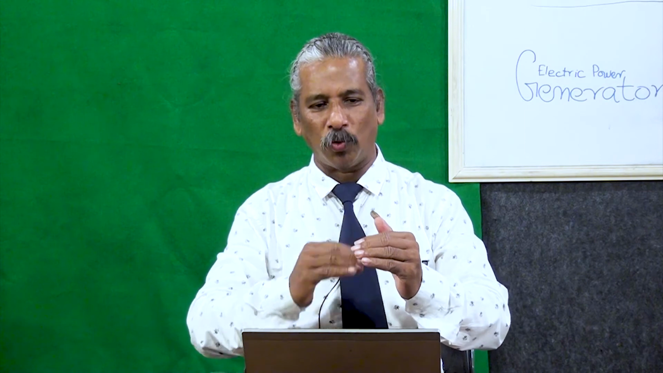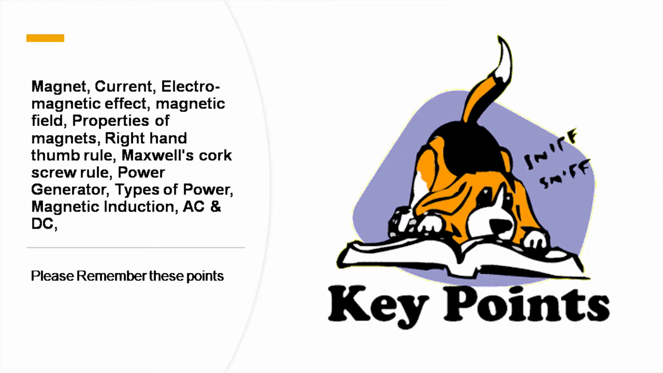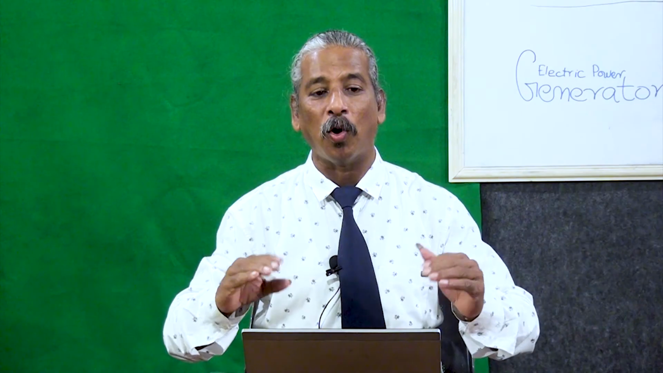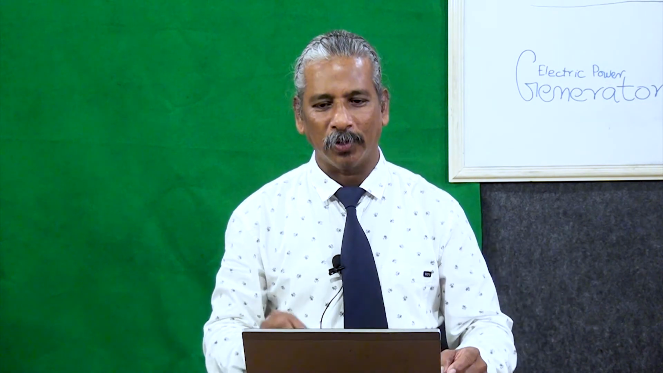So this is what we have learned so far. We can recapitulate the points we have learned so far. One, we have defined magnet, then current, electromagnetic effect, magnetic field, the properties of magnets, right hand thumb rule or Maxwell corkscrew rule, power generators, types of power, magnetic induction, AC and DC. In a nutshell, this is what we have learned so far. Please remember these points. Try to explain everything. The key points are important. You remember that.